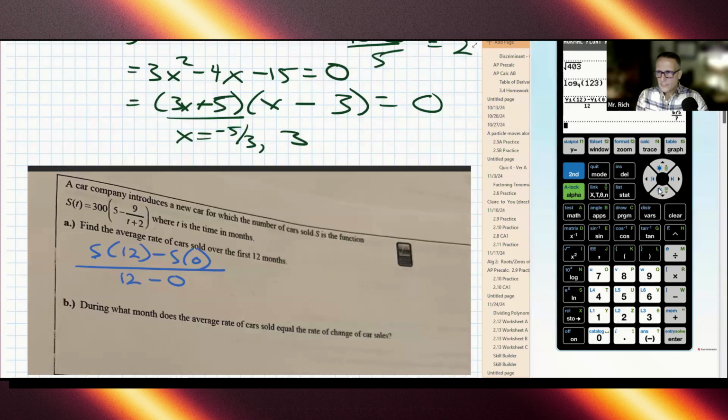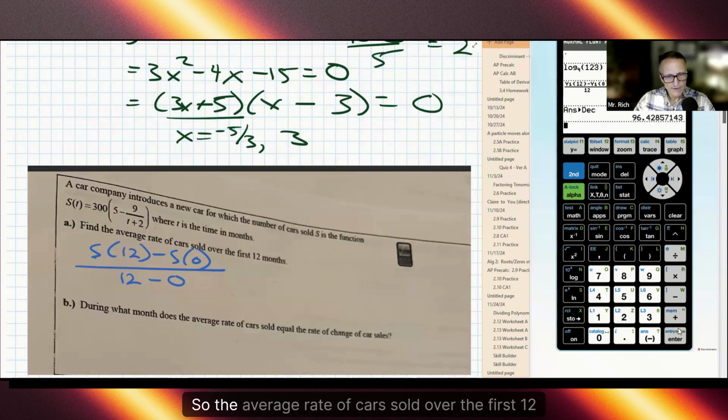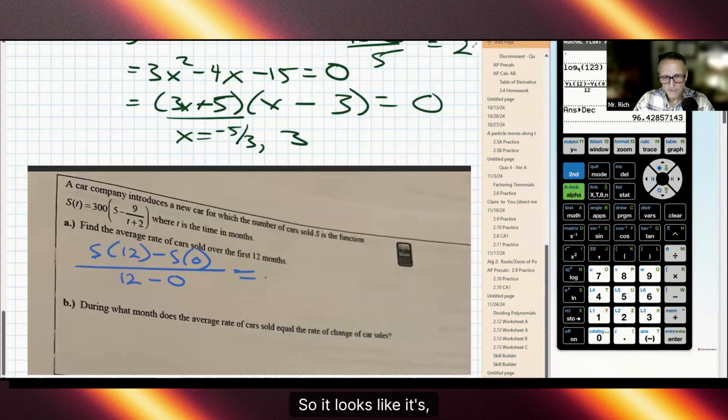So I get 675 over 7. I'm going to convert that to a decimal. So the average rate of cars sold over the first 12 months looks like it's 96.429 cars per month. Right. So on average, they sold 96.429 cars per month.